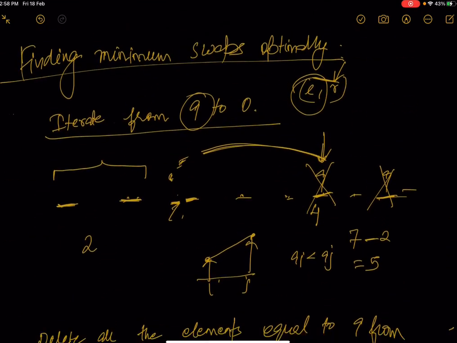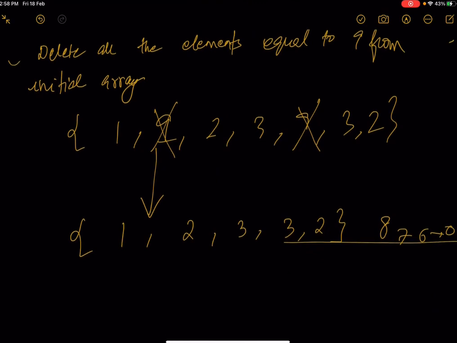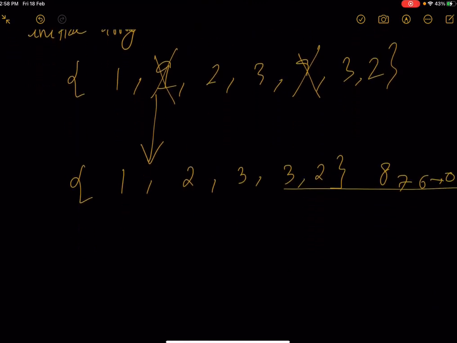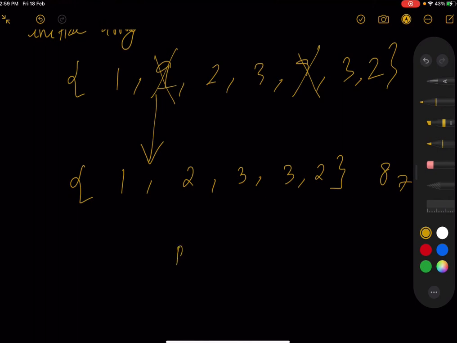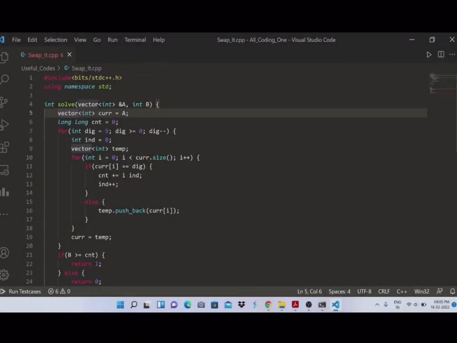And whatever is the total number of inversion pairs you will get, you will simply compare it with B. If you find that B is greater than or equal to the inversion count, then you will return 1, otherwise you will return 0. Let us now look at the code for it.